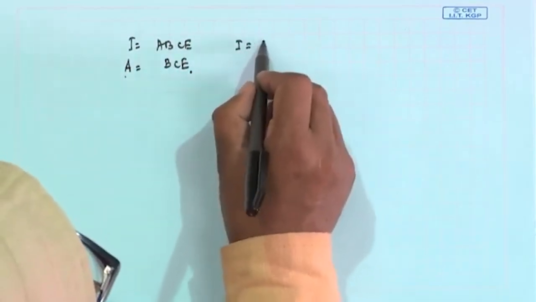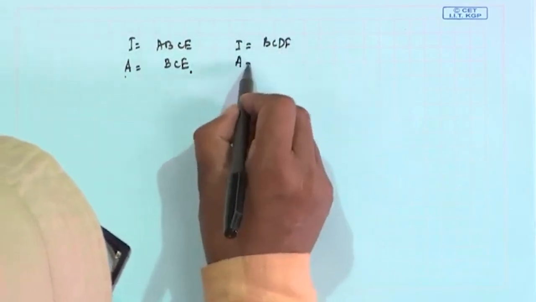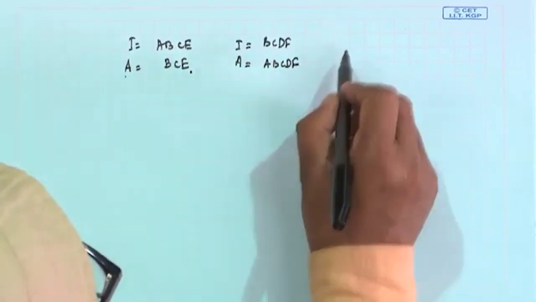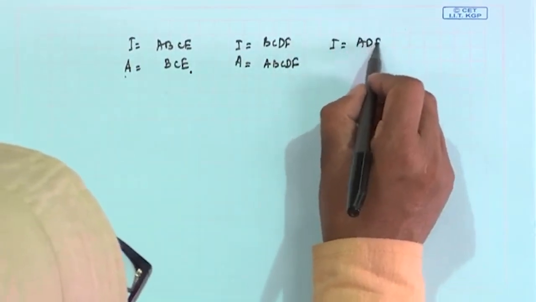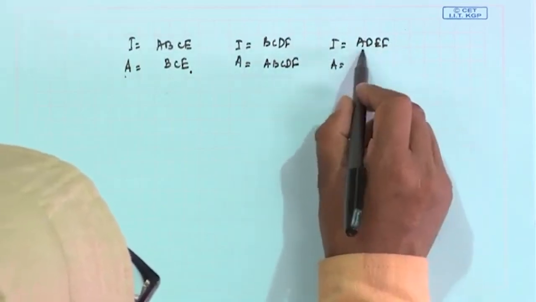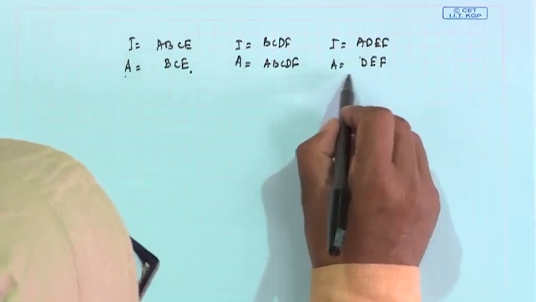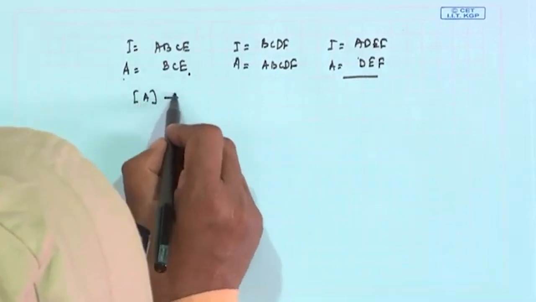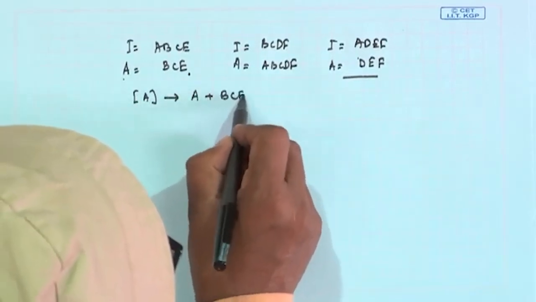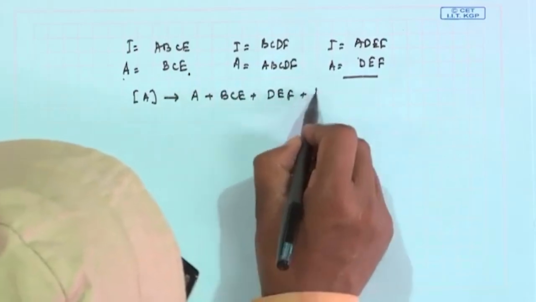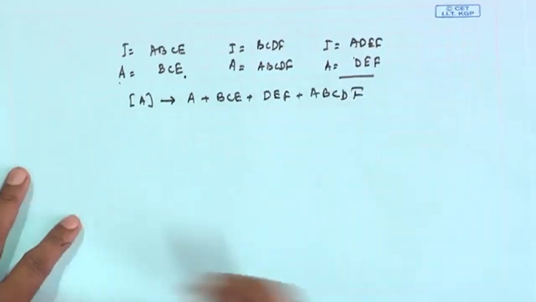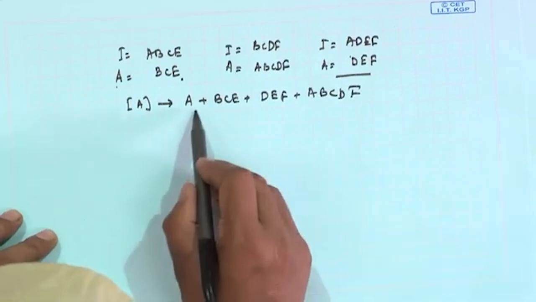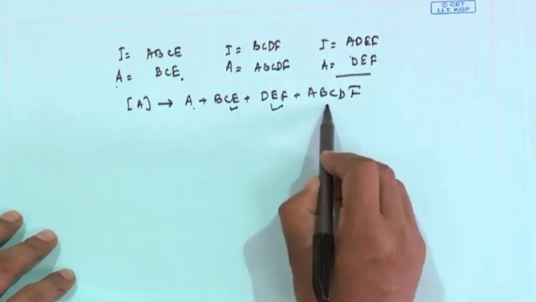If I take the second one, BCDF, multiplied by A, you will get ABCDF. If you consider I equal to ADEF, multiplied with A, you will get A squared, so DEF. So in this design, when you estimate A, you basically estimate A plus BCE plus DEF plus ABCDF.